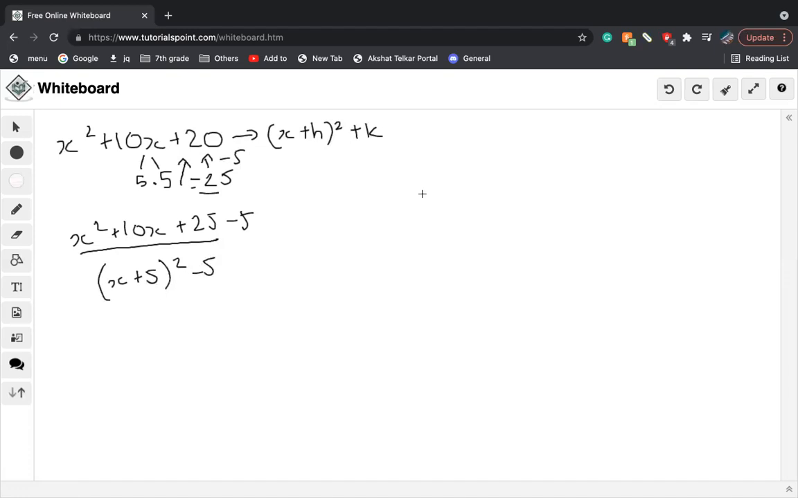And when you graph this, everyone should know that when graphing a parabola, you can see here, this minus 5 represents how far below it is, and this plus 5 represents shifting to the left. So now that you know the vertex should be right here, this will give you a parabola that should look like that, going up, right?